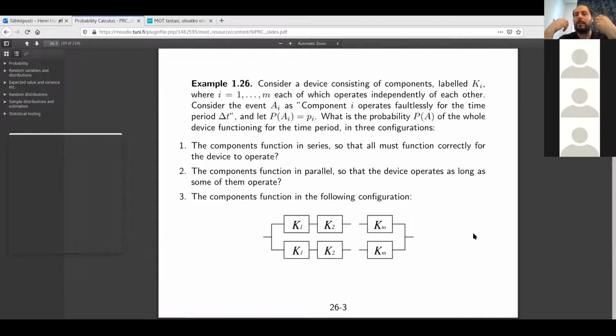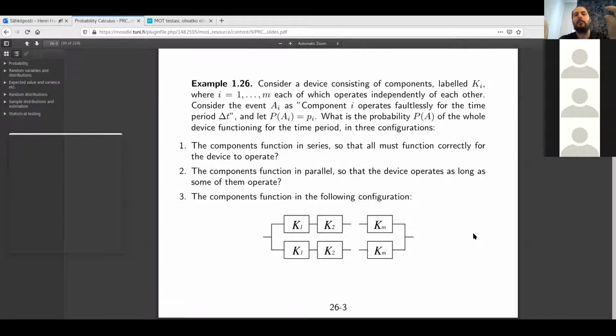Let's say we look at it for a week, and each component has been tested. We know the probability of each of these components functioning well for that one week time. So it's Pi for each of these Ai. So the question is, what is the probability of the whole device functioning for some time period?